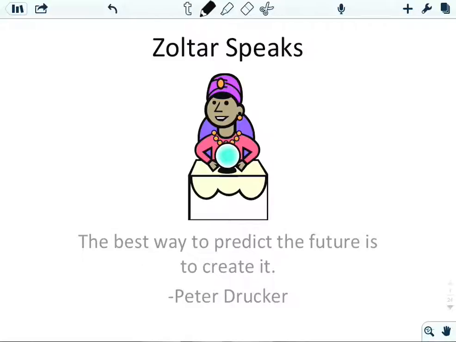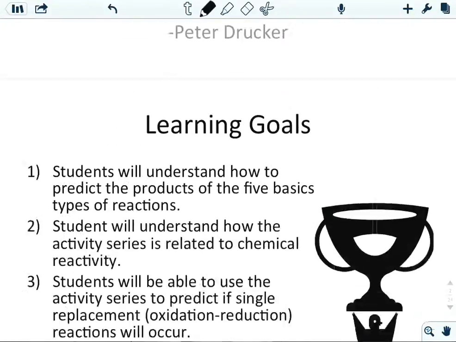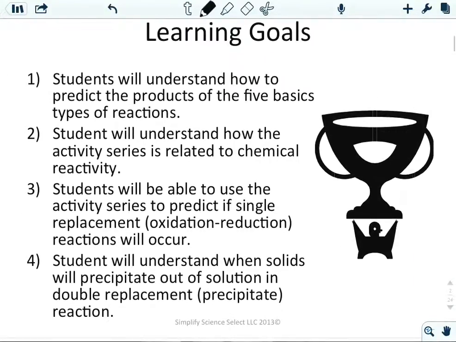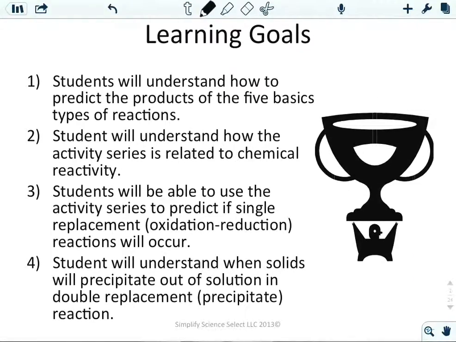The quote we have: the best way to predict the future is to create it. So we're going to look at some of these. The learning goals, the learning objectives that we want, is that students will understand how to predict the products of the 5 basic types of chemical reactions. So basically we're talking about our single replacement, double replacement, synthesis, decomposition, and combustion. We want to be able to predict what the products are. So if we put these two compounds together, what are the products going to be?